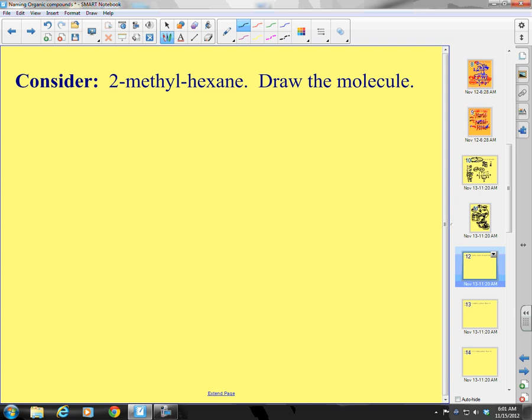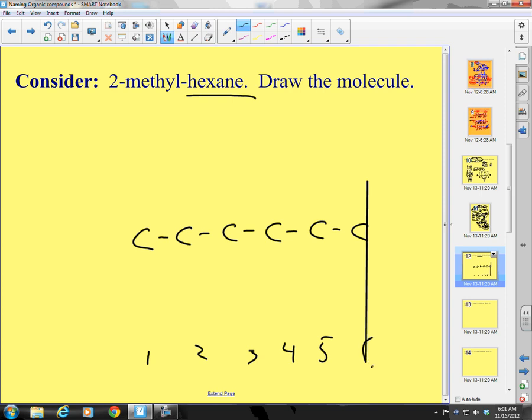Well, where do we start? Hexane. Well, I'm going to put 6 carbons. 1, 2, 3, 4, 5, 6. I'm going to have to number these. I'm going to number them down low so it doesn't get in the way. Doesn't matter if you go right to left, left to right. I'm going to go from left to right. 1, 2, 3, 4, 5, 6.